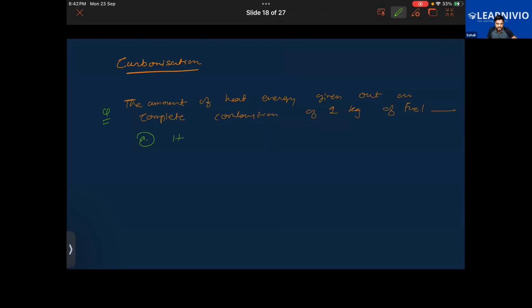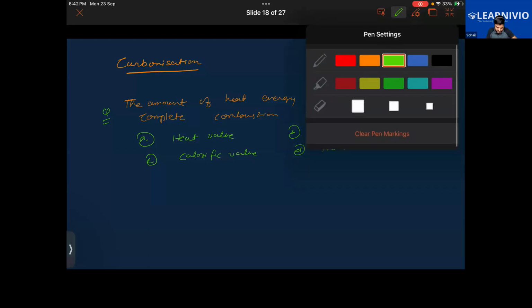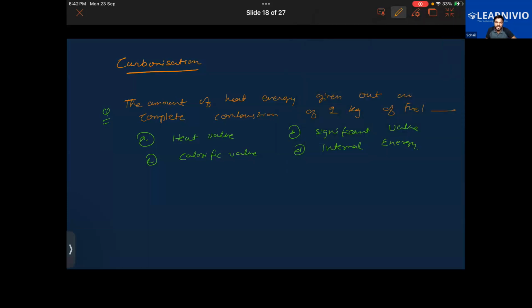Do we call that the heat value, or the significant value, or the calorific value? Calorific value. Everyone? Calorific value. Exactly, that is the calorific value. Very good.